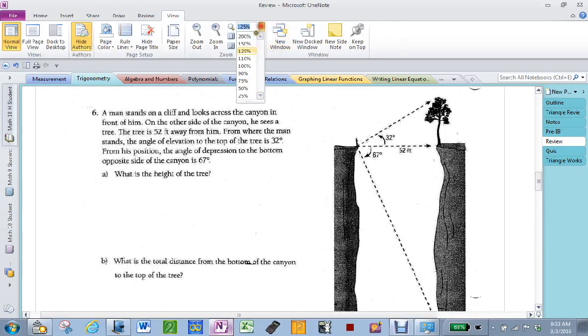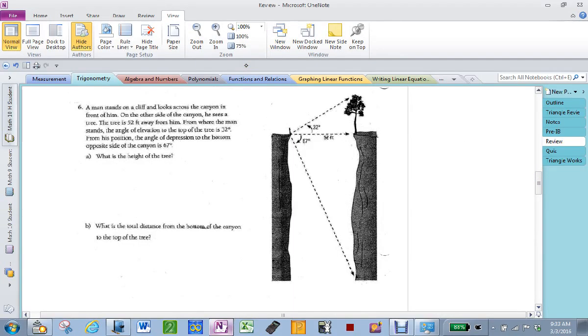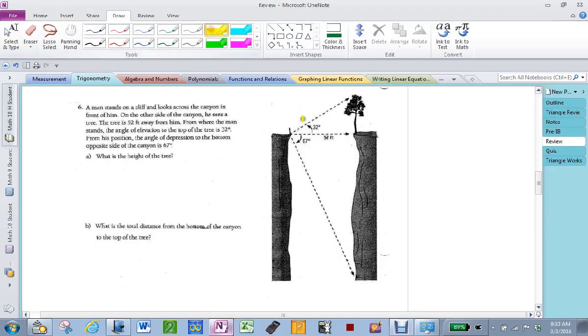I'm going to shrink this down a little bit so more fits on the screen. Is that okay? All right. Height of the tree. That's only this triangle. Right? I only need that. So it's O, A, and theta. So it's tan 32 equals O over 52. So it's 52 tan 32 to get 32.5. Yeah, everything's out of 2.